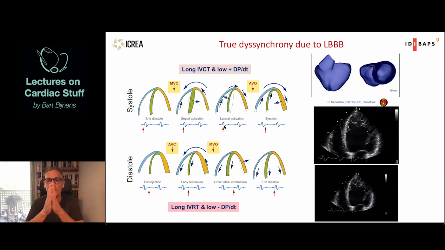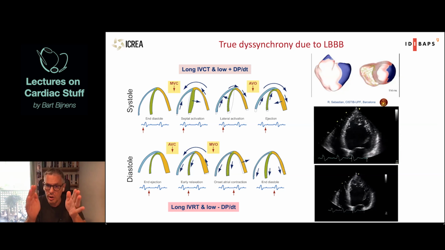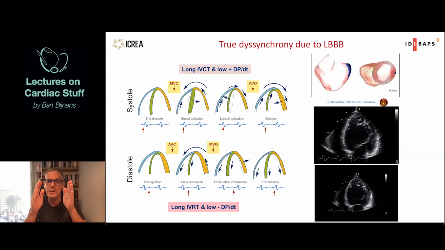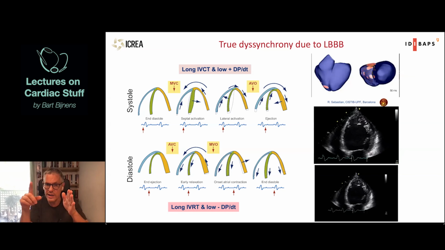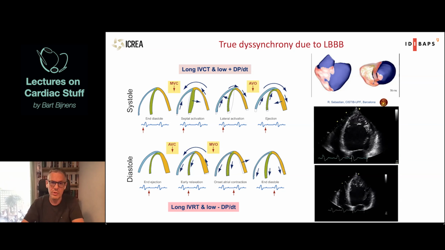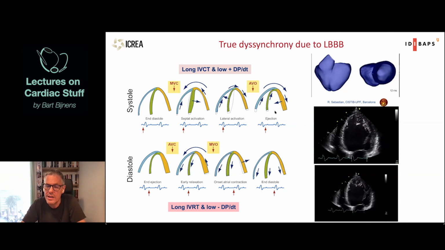And also in left bundle branch block, the QRS complex, because the conduction velocity is much lower, will be much longer. So what we say is we have a wide QRS complex because of the fact that we have tissue activation rather than Purkinje activation. Now, as I said, this lateral wall is doing all the ejection.